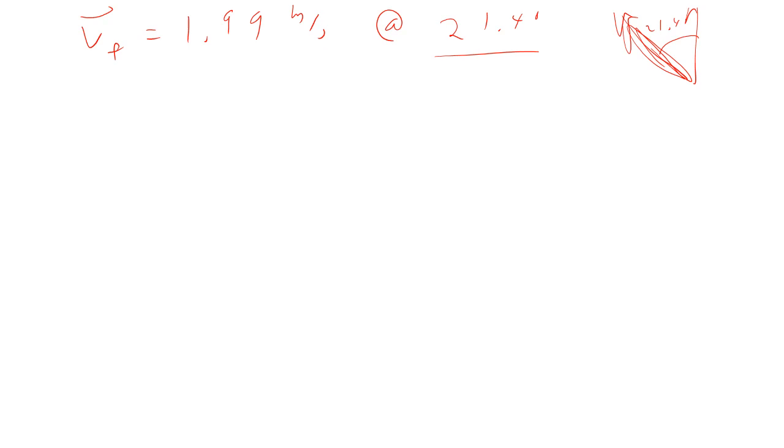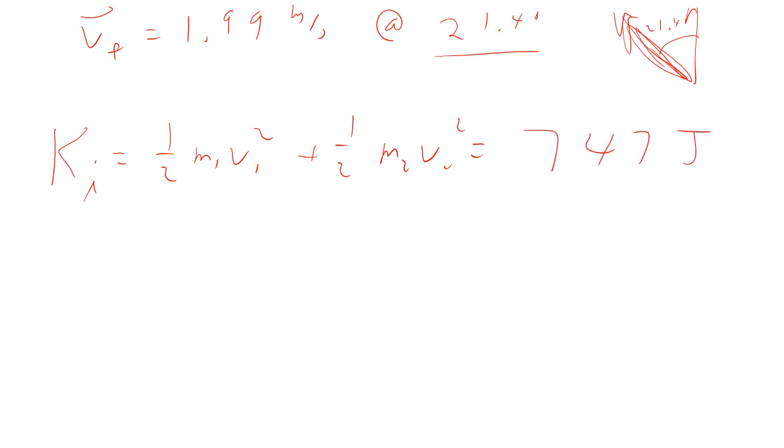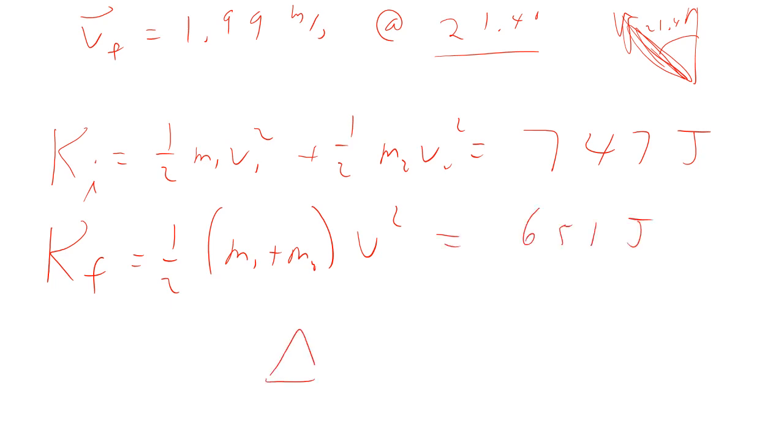Okay. Now, interesting thing, what's the change in kinetic energy? So the initial kinetic energy is going to be 1/2 m1 v1 squared plus 1/2 m2 v2 squared. If you plug in the numbers, you get 747 joules. The final kinetic energy is going to be 1/2, they stick together, so (m1 plus m2) times the final velocity squared. That comes out to be 651 joules. So the change in kinetic energy was minus 96 joules.